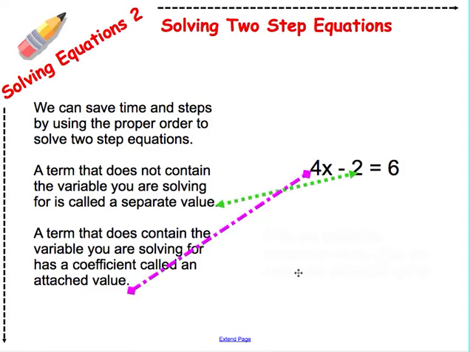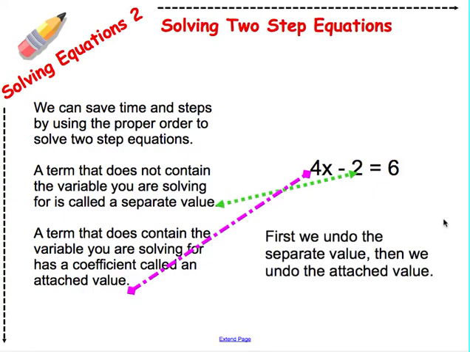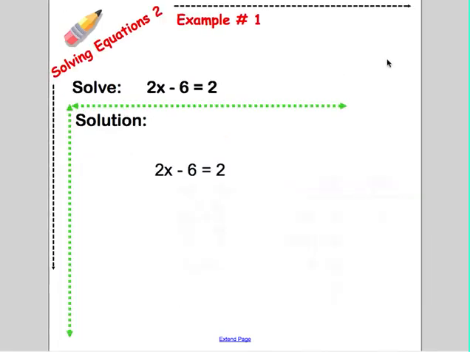When we're solving two-step equations, it's important to note that first we undo the separate value, then we undo the attached value. Let's take a look at example number 1. Example 1. Solve 2x minus 6 is equal to 2. We have a separate value of minus 6, so first we'll undo it. We'll add 6 to both sides of the equation. This will leave me with 2x is equal to 8. The minus 6 and minus 6 cancels, leaving me with 2x on the left, and the 2 and the 6 combine or collect to leave me with 8.